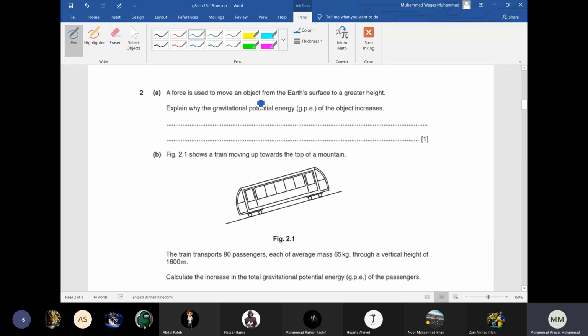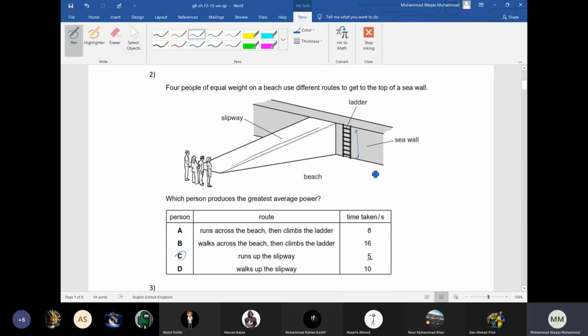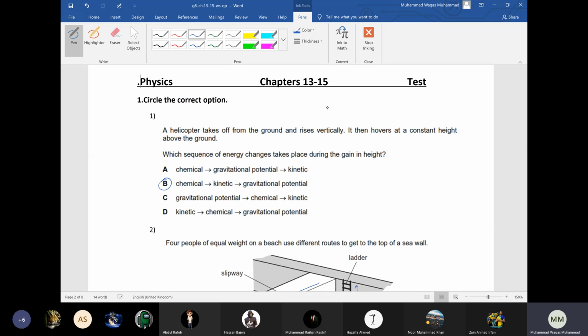But the next question, many students have made mistakes in this question. A force is used to move an object from the Earth's surface to a greater height. Explain why the gravitational potential energy of the object increases. Many students have written just because the height increases. That is what the question is telling, so you don't write the same thing again and get marks for that. You have to explain. Explanation is gravitational potential energy.